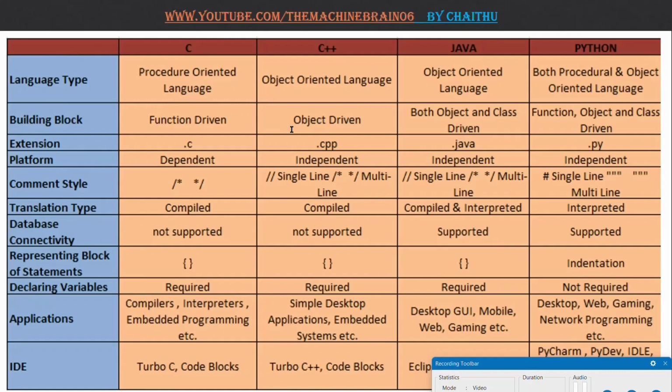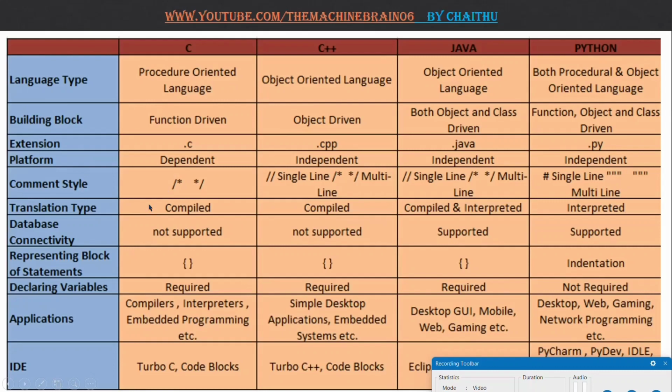Next, comment styles. For C language we use slash star, right? Slash star class. For C++ we use double slash for a single line, and for multiple lines we use slash star. For Java we use double slash for a single line and slash star for multiple lines, and in Python we use hash for a single line and triple quotation marks for multiple lines.